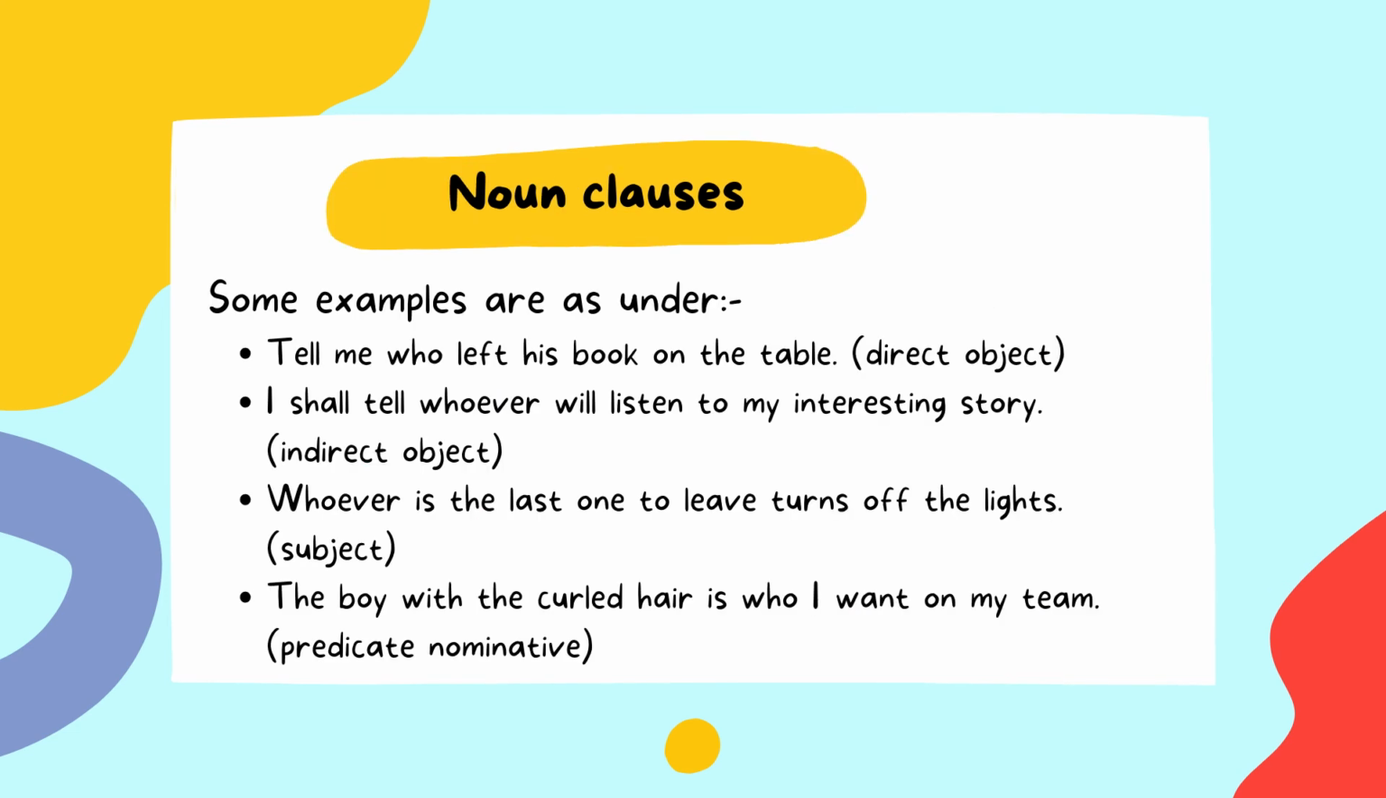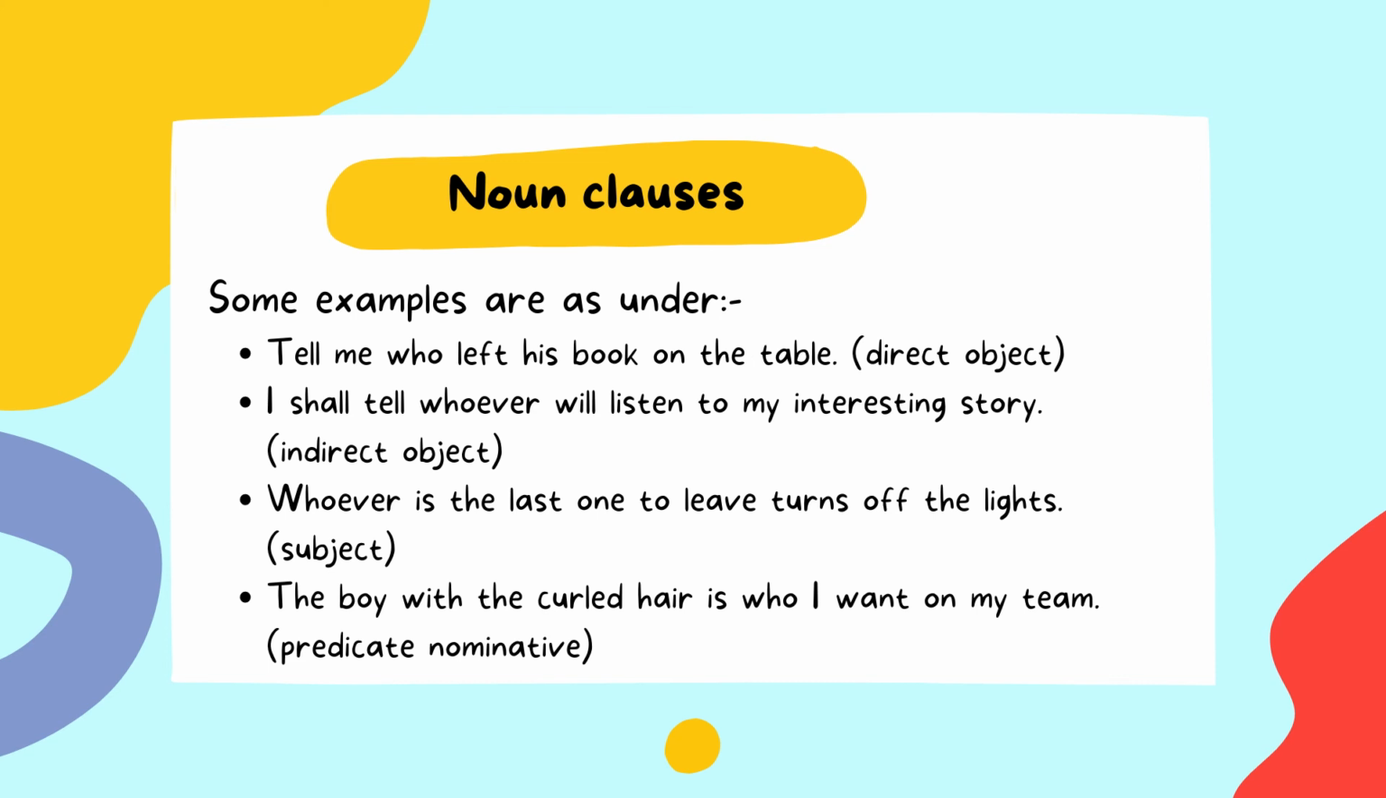And finally, we have noun clauses. A noun clause is a dependent clause that works as a noun. Noun clauses can act as a subject, direct or indirect objects, or predicate nominatives. Some examples are as follows.